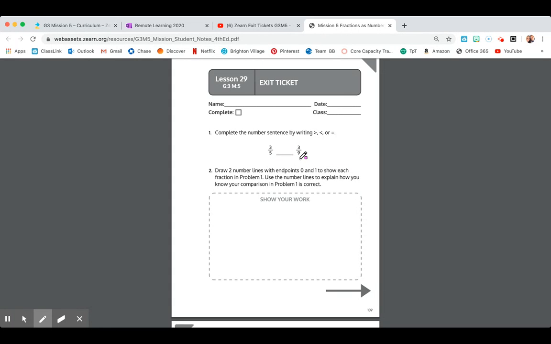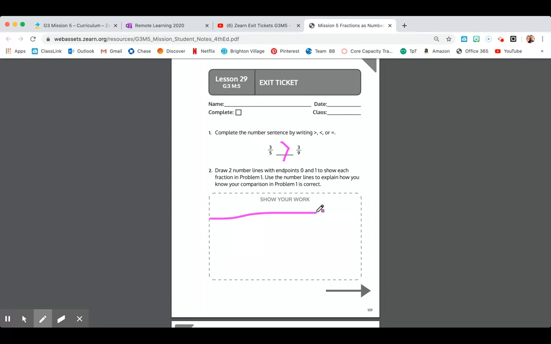Okay, thinking about my little fraction mantra when comparing fractions, the bigger the denominator, the smaller the piece. So I'm going to say that 3/5 is going to be greater than 3/9. And now number 2 says draw 2 number lines with the endpoints 0 and 1 to show each fraction in problem 1. Use the number lines to explain how you know your comparison in problem 1 is correct.